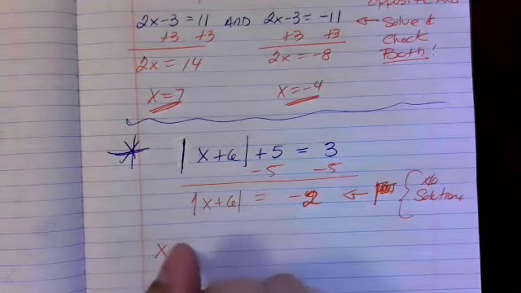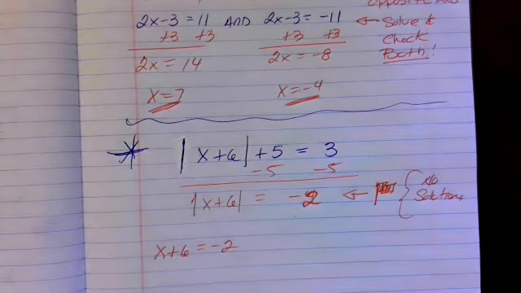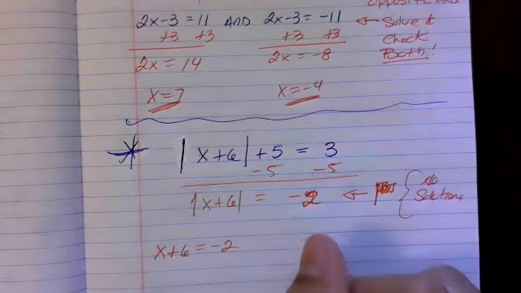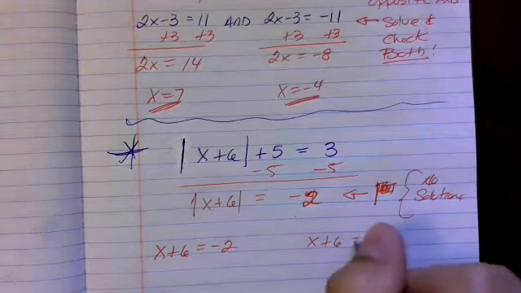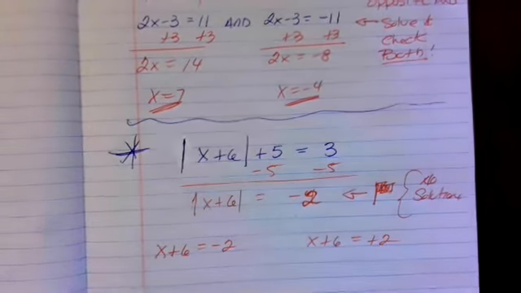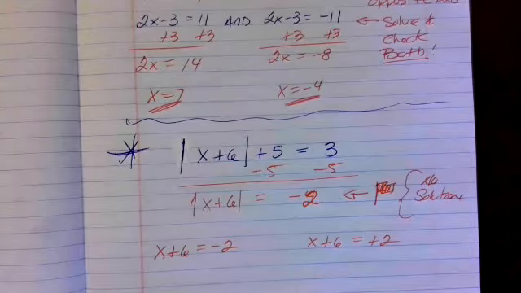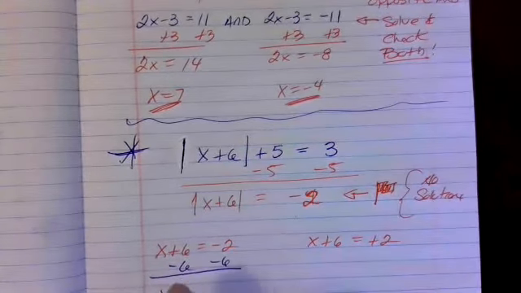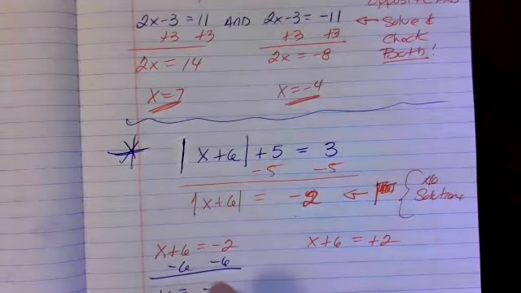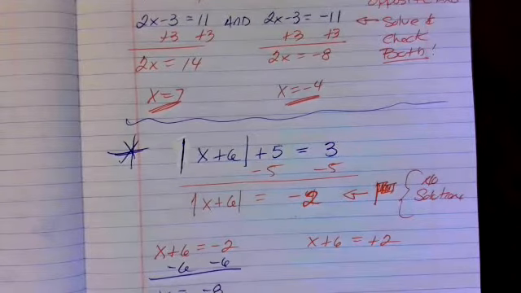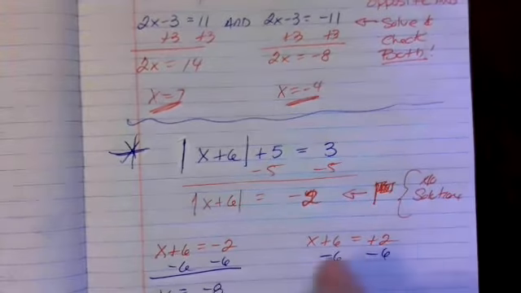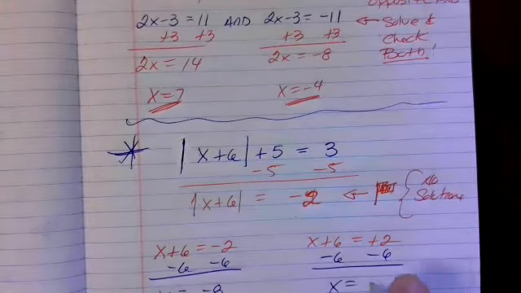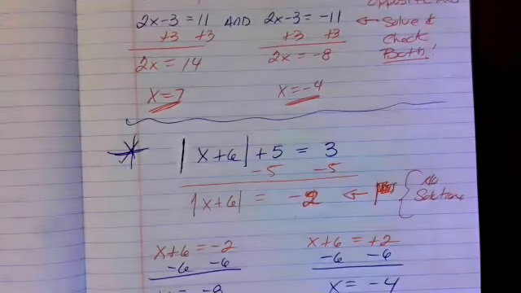So I'm going to have x plus 6 is equal to -2. And I'm going to have x plus 6 is equal to +2. I subtract 6 from both sides of the equation. I get x is equal to -8. I subtract 6 from both sides of the equation. I get x is equal to -4.